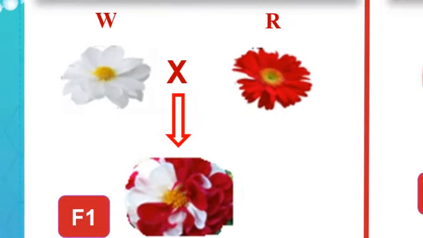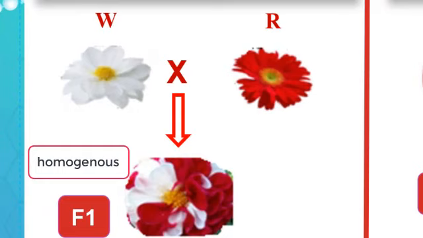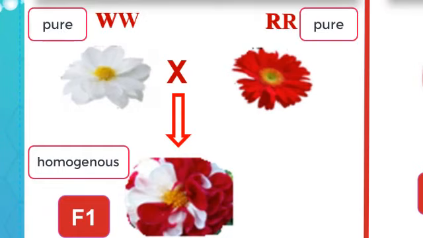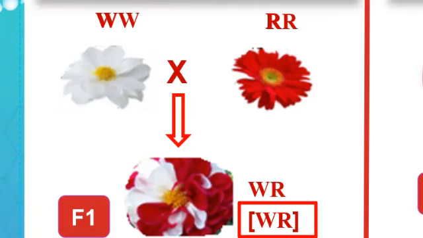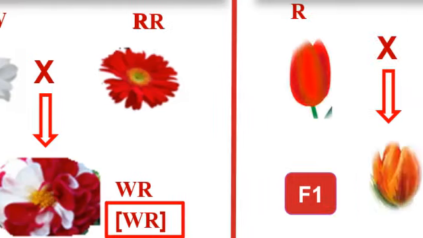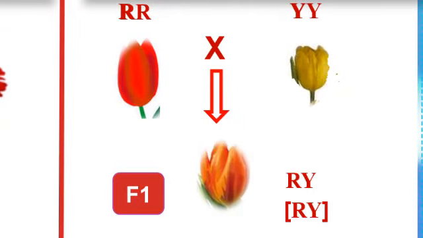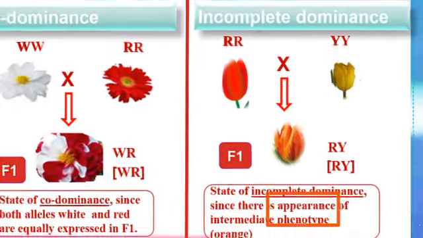Since we have homogeneous generation, parents are pure and the offspring are hybrids. The phenotype is then WR, which means white spotted red. Similarly for incomplete dominance. So the phenotype of orange is not O, but RY. Let's evaluate our understanding by solving application number 2.